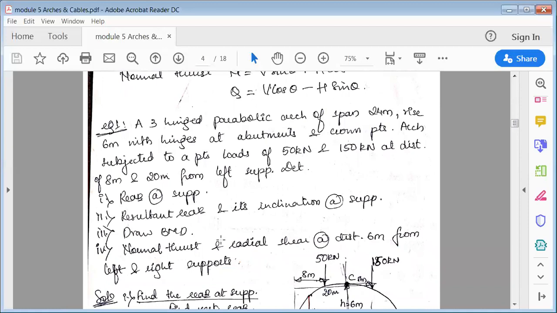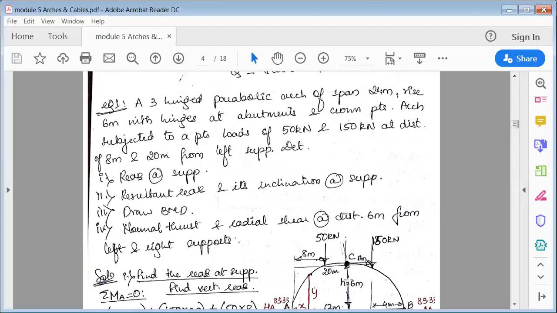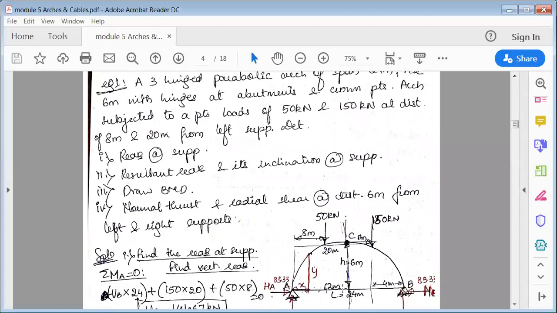Okay, now you can see here, it's a 3-hinged parabolic arch of span 24 meter. You can see here, I've shown 1, 2, 3 hinges. So A, B, again the pattern should be like this only when you're naming it. A should be first support, B should be second support, and C is the crown hinge. Okay, C. And they've told the length of the span is 24 meter, and the rise is nothing but this height, 6 meter.